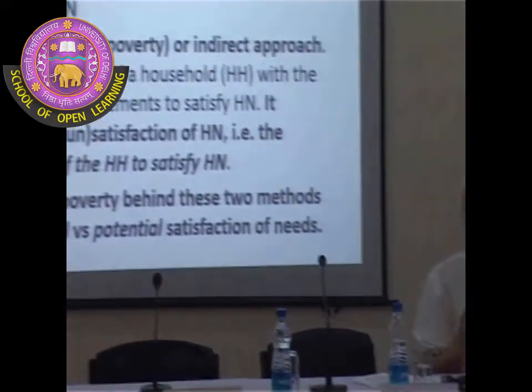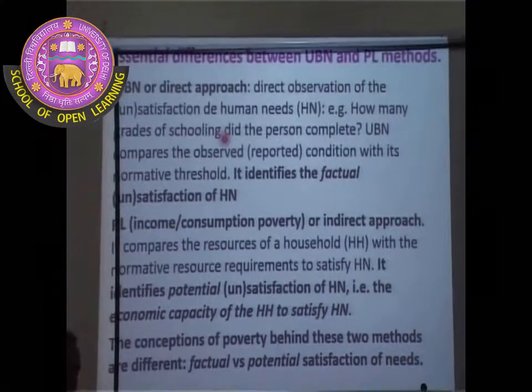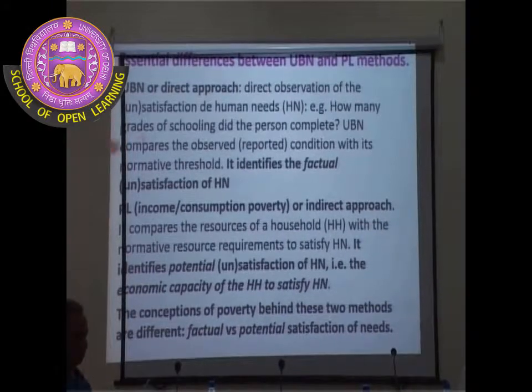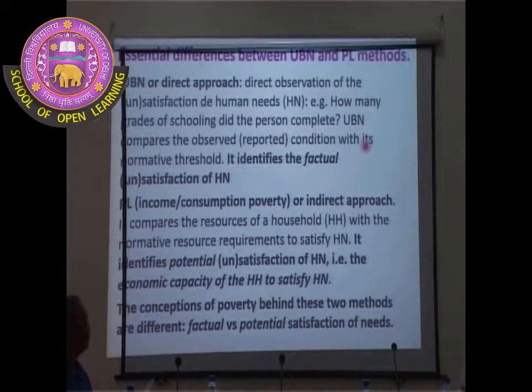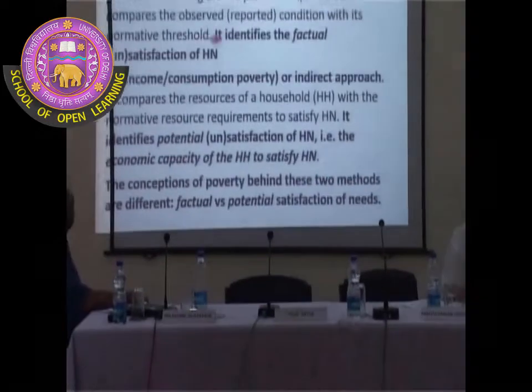UBN is a direct approach, direct observation of the unsatisfaction or satisfaction of human needs, e.g., how many grades of schooling did the person complete? UBN compares the observed or reported condition with its normative threshold. 6 years is the normative, or 12 years is the normative, and the person has 8, you compare, it is below. It identifies the factual unsatisfaction of human needs.